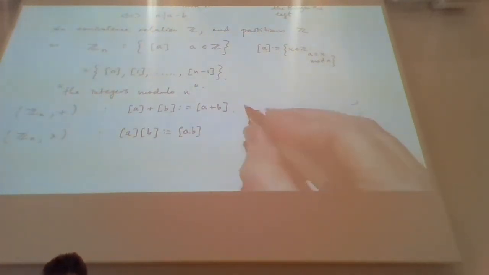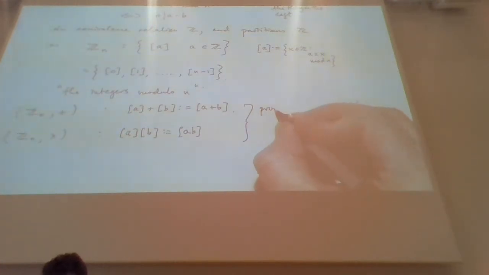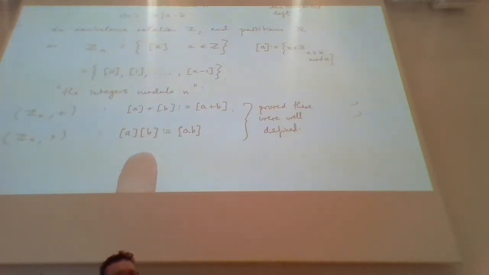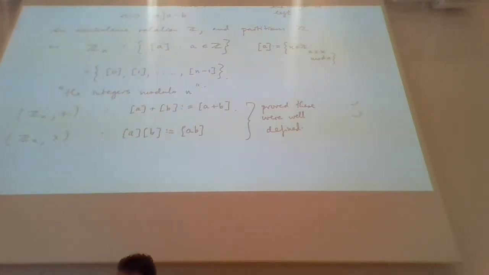And we proved these were well defined, meaning that if we took a different representative for the congruence class of a and a different representative for the congruence class of b, we would still end up with the same congruence class on the right. So that proves that they're well-defined operations.